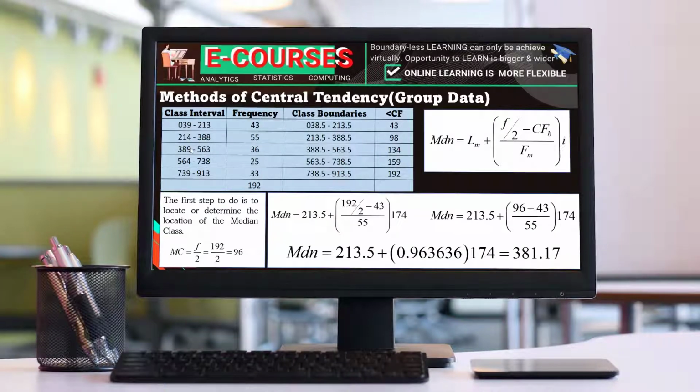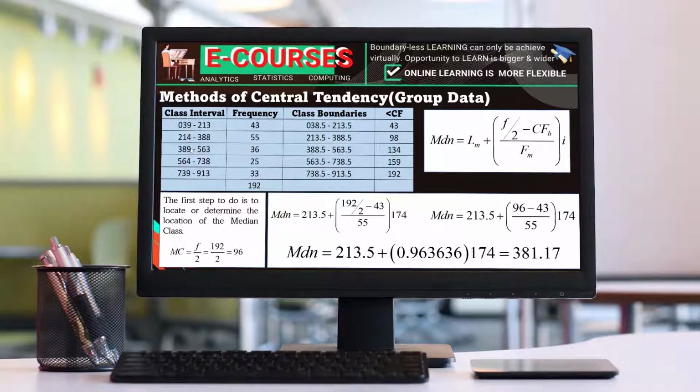Now let's proceed with the median. Remember, the median is the middlemost part of the distribution. Don't forget that definition, because it is the same for ungrouped and grouped data. It is also the same procedure: arrange the data from highest to lowest. In this case, we arrange the data from the lowest class interval to the highest class interval.